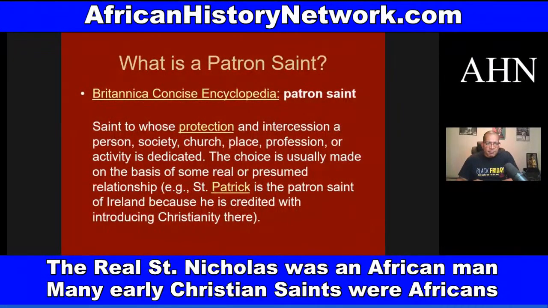So what is a patron saint? A patron saint is a saint to whose protection and intercession a person, society, church, place, profession, or activity is dedicated. The choice is usually made on the basis of some real or presumed relationship, like St. Patrick is a patron saint to Ireland because he's credited with introducing Christianity, even though you had someone who went in the year before in 431 AD who was sent in to convert the Irish to Christianity. St. Patrick gets that credit. St. Patrick was a mass murderer also.